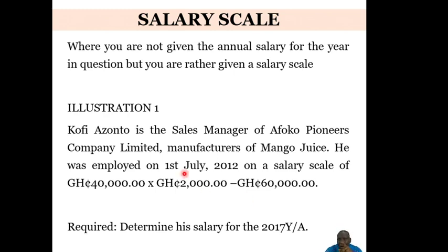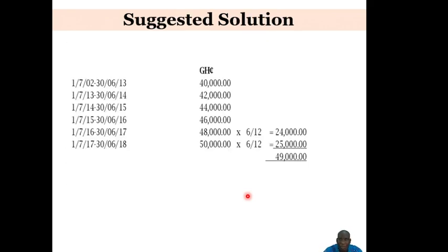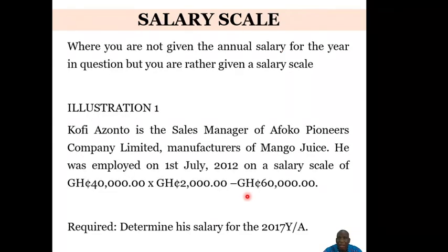Given a scale from 1st July 2012, use that to determine how much salary the person will earn in 2017. This is how you go about it. Remember, the scale says that for the first 12 months, you'll be on a salary of 40,000. And this will increase by 2,000 in subsequent 12 months. It will go on till 60,000 when it will no longer increase, and you have to repeat it if you have not gotten to the year you want.